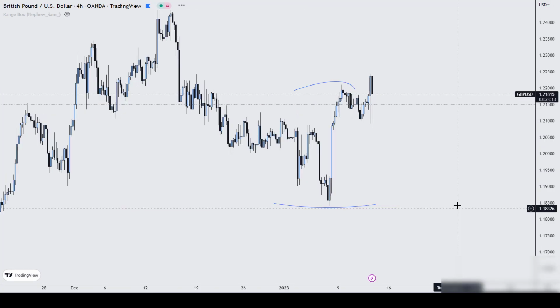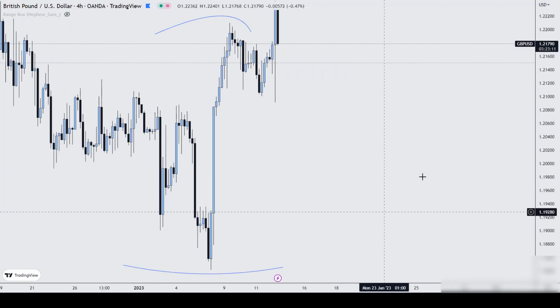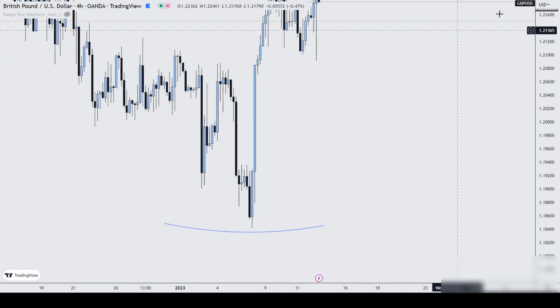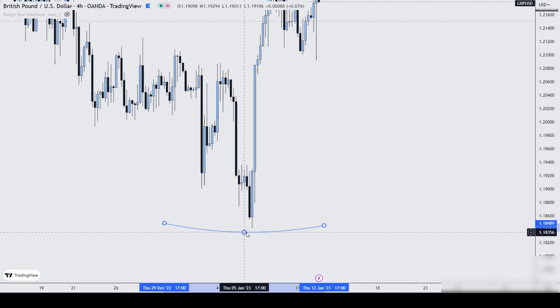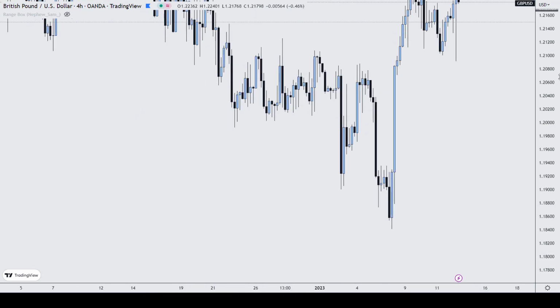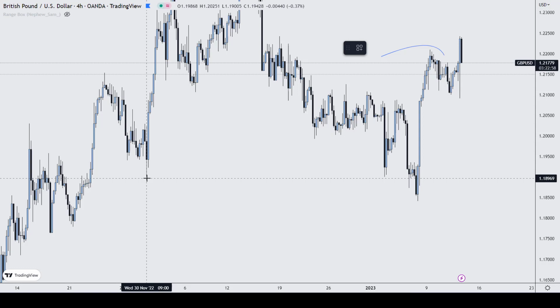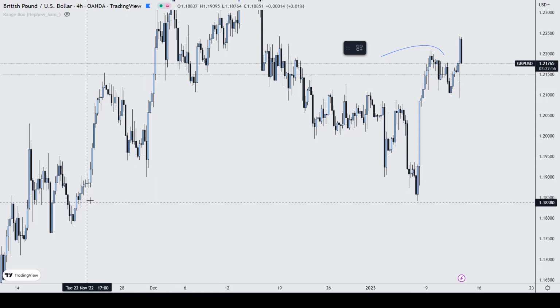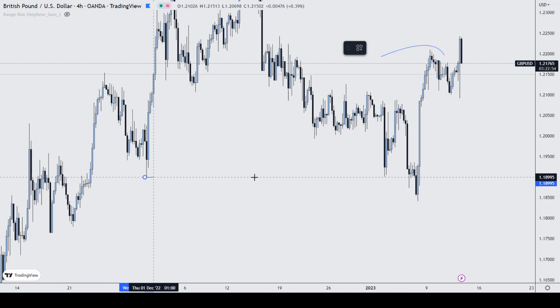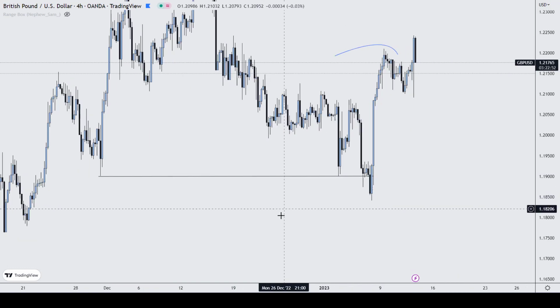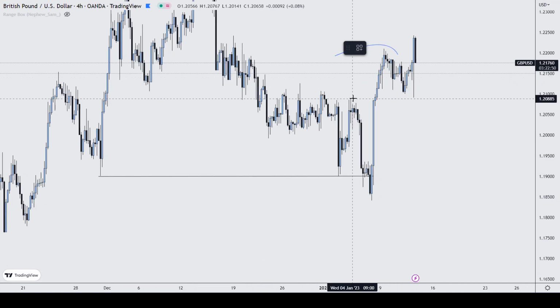On the 4 hour, as we can see, this is a strong low. This is not a weak low. This is a strong low. Market took liquidity from these lows and broke structure.